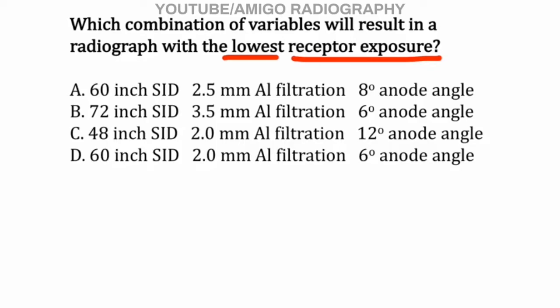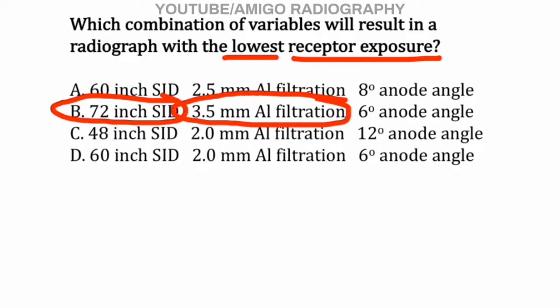And it turns out with this question, it works out pretty well. What SID is going to give us the lowest receptor exposure? It's going to be the longest SID. The farther away we get, the lower that exposure is going to be. And so 72 is the clear answer there. So what about the filtration? We know that the more filtration we have, the more photons that are being filtered out of the X-ray beam. And so even though filtration increases the average energy of the X-ray beam, it actually decreases our receptor exposure. So in this case, the most filtration is 3.5 millimeters of aluminum.